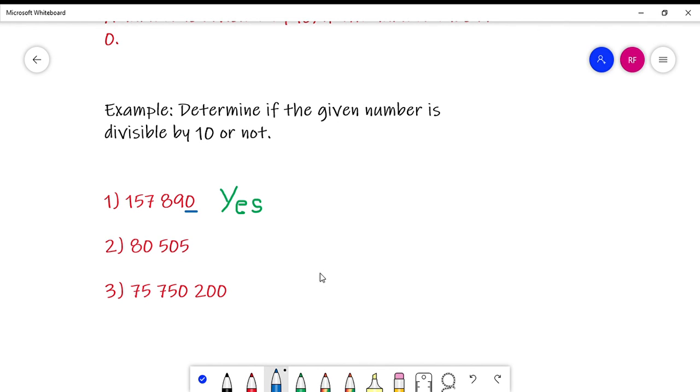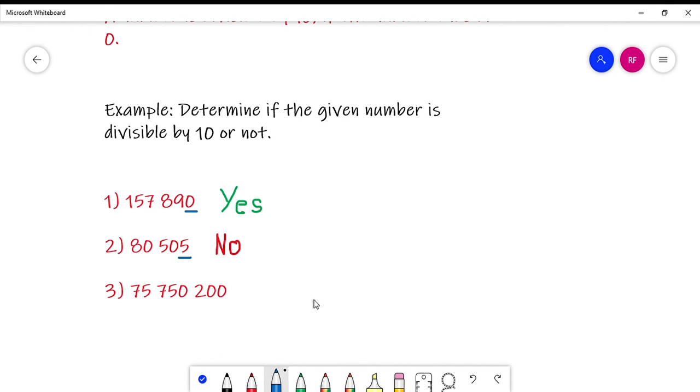Next, number 2. The digit in the ones place is 5. So here, is it hard to determine if it is divisible by 10 or not? Of course, it is not. It's not divisible by 10 because the ones digit is not 0. So let us put there no.